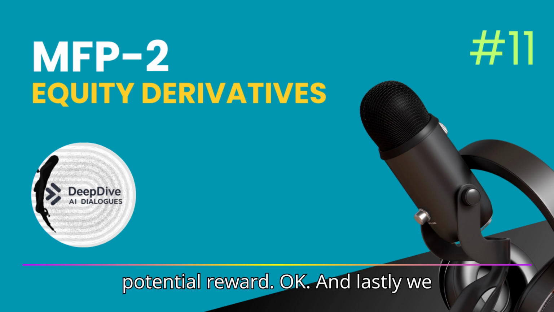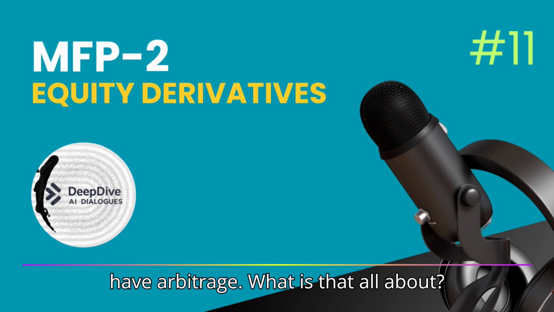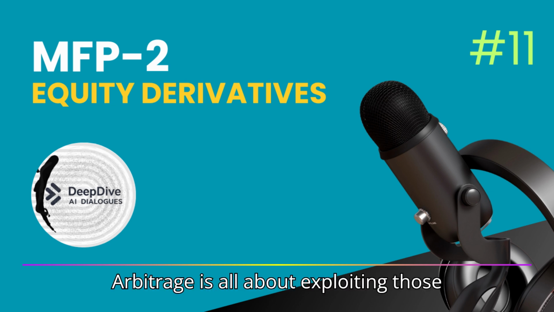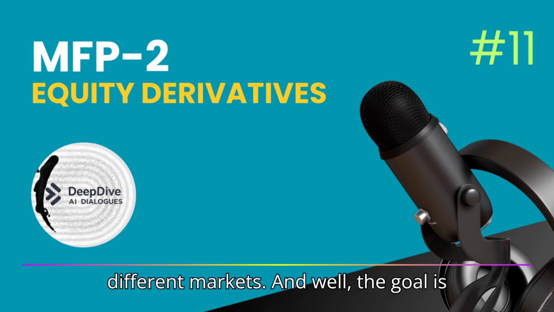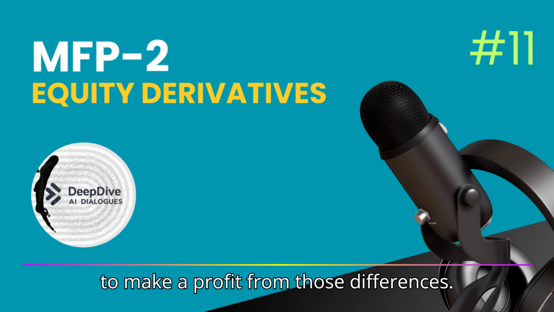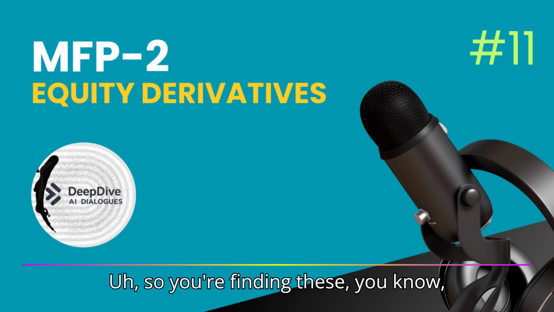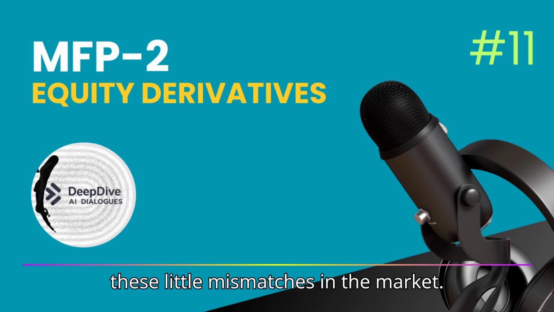Okay. And lastly, we have arbitrage. What is that all about? Arbitrage is all about exploiting price differences that happen in different markets. And the goal is to make a profit from those differences. So you're finding these little mismatches in the market.